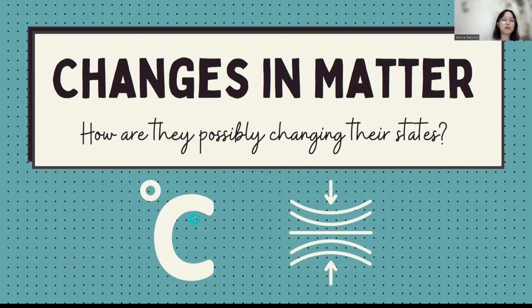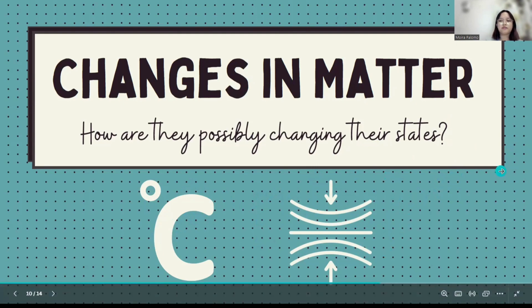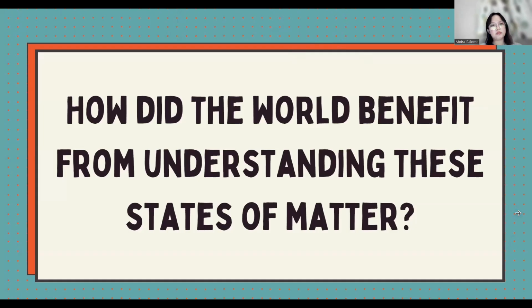The changes in matter are mainly caused by temperature and pressure. Temperature, because it causes molecules to either move faster or slower, while pressure can cause molecules to become more or less packed together. So the last part of my brief discussion about the states of matter is how the world benefited from understanding these states of matter.